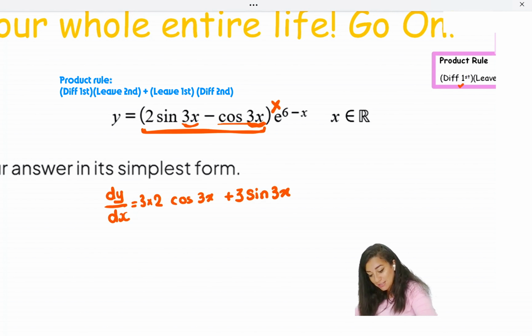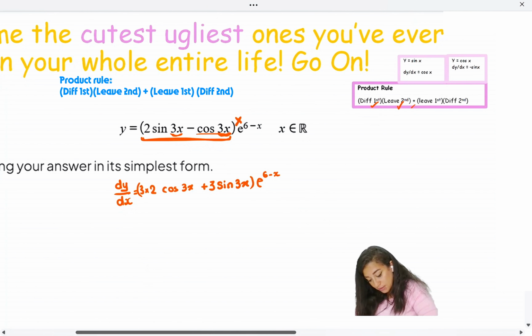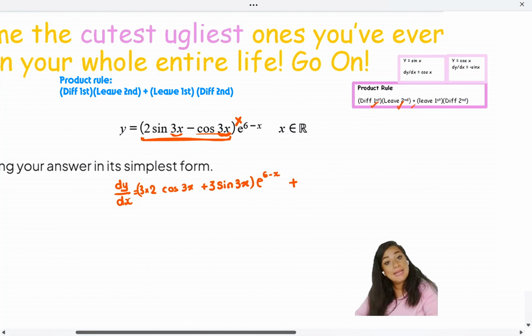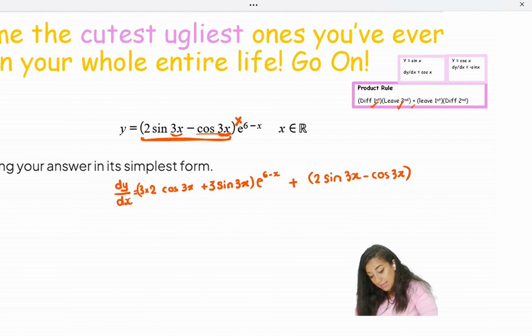So we differentiated the first. Now we're going to leave the second. Leave the second, e to the power of 6 minus x, plus. Just following this rule. So let's put plus. Leave first. So we're leaving it: 2 sine 3x minus cos 3x. Differentiate the second. So if I differentiate e to the power of x, I get e to the power of x. But it's not just x, it's got something inside it, so it's chain rule as well.